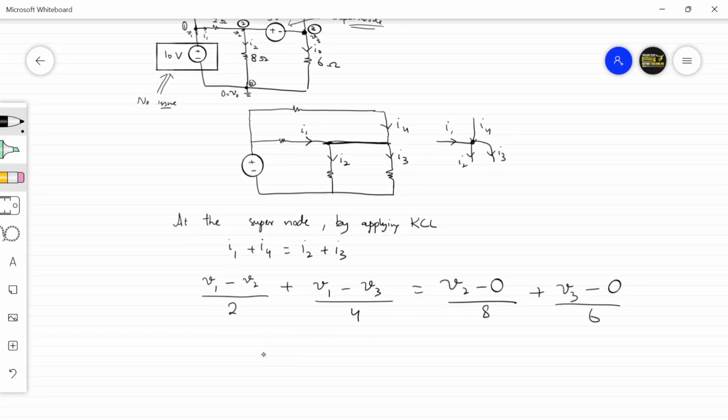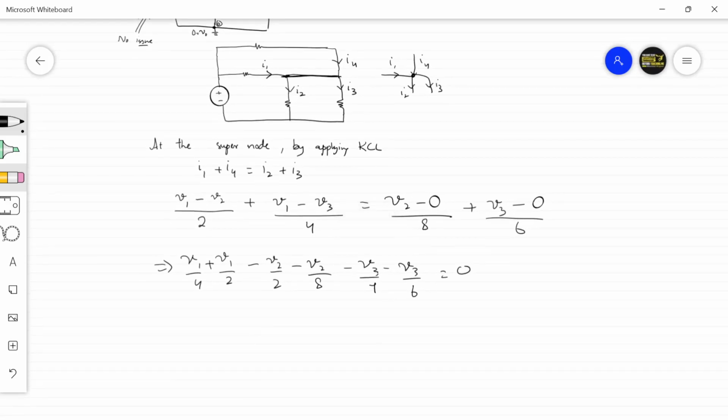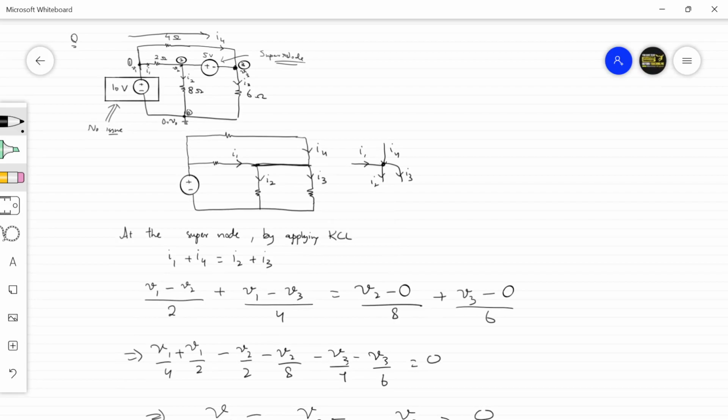So you can rearrange these terms. V1 by 2 minus V2 by 2 minus V2 by 8 plus V1 by 4 also, minus V3 by 4 minus V3 by 6 is equal to 0. So you get something times V1 minus something times V2 minus something times V3 is equal to 0. Okay, so you can see what this will be. So this is one equation.